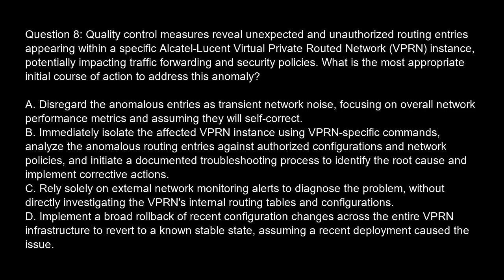Option C. Rely solely on external network monitoring alerts to diagnose the problem, without directly investigating the VPRN internal routing tables and configurations. Option D. Implement a broad rollback of recent configuration changes across the entire VPRN infrastructure to revert to a known stable state, assuming a recent deployment caused the issue.